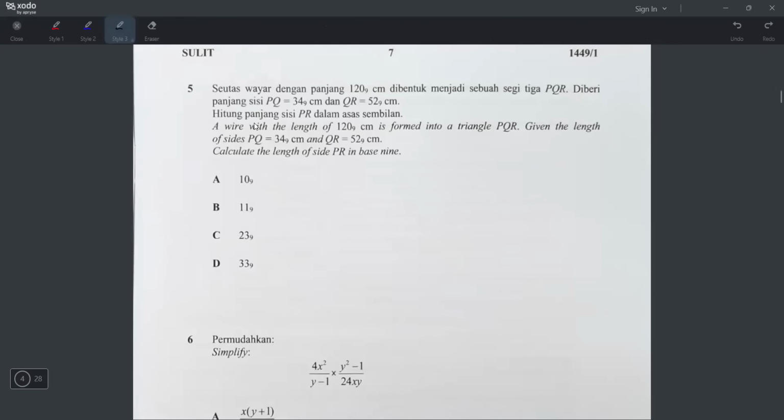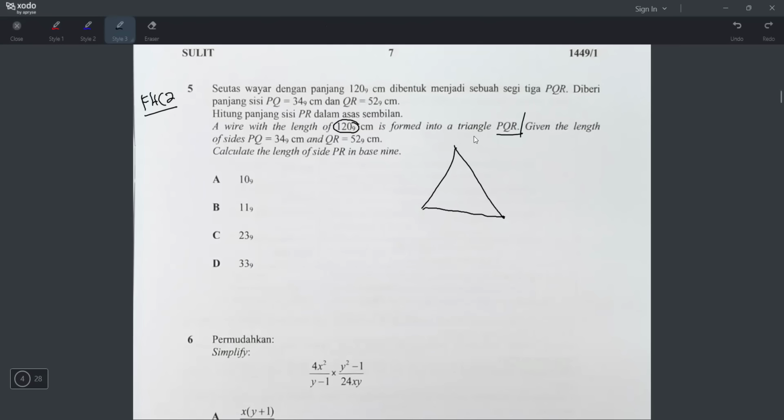Okay, number 5. What chapter is this? Oh, another number-bases question from Form 4, Chapter 2 also. Number bases. Okay, a wire with a length of 120 base 9 cm is formed into a triangle PQR. Okay, I think I should draw it out. Yeah. So it's always helpful to draw out the diagram so that we can imagine the problem better.